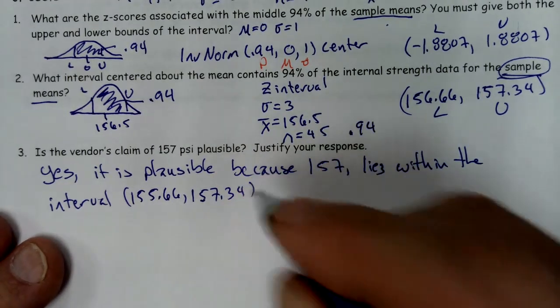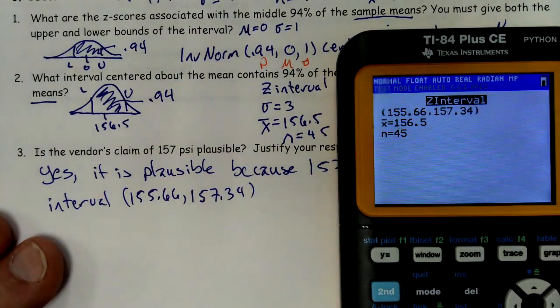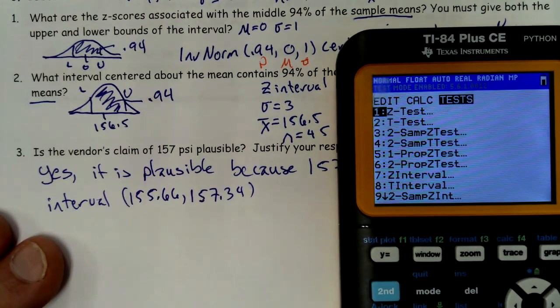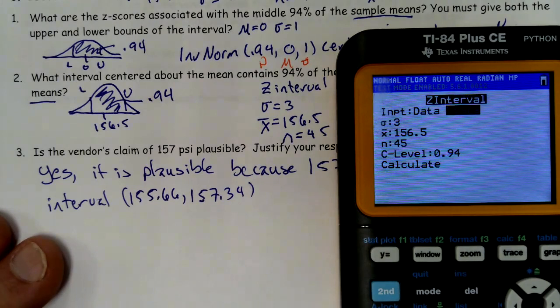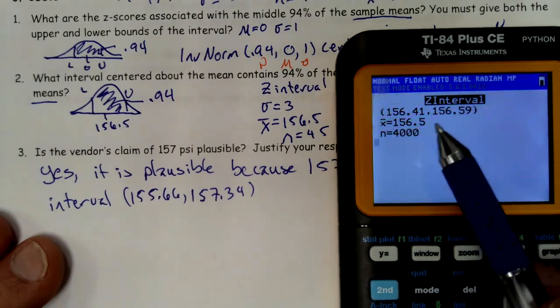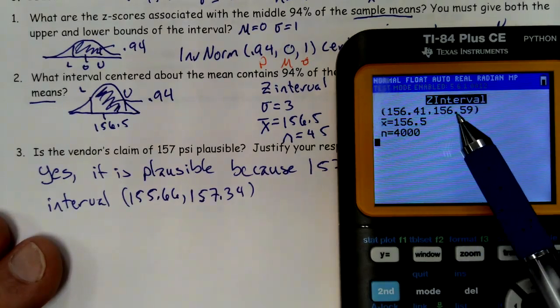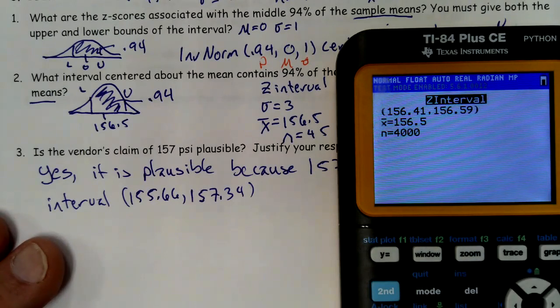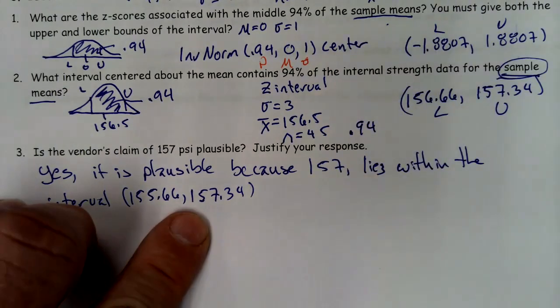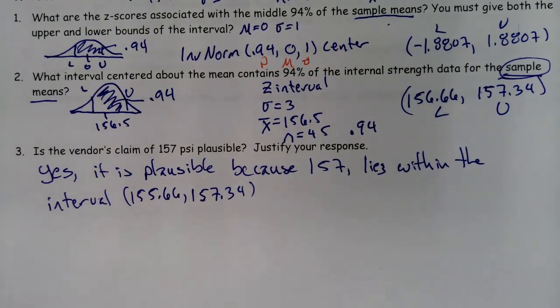So let's do something different. Let's go back, and I know this wasn't a problem. Stat test, drop down to number 7, z-interval, and let's change our sample size to 4,000. Huge sample size. And now it's 156.4 to 156.59, in which case it's not plausible because 157 is not in there. But in our case, 157 was contained, so it's plausible.